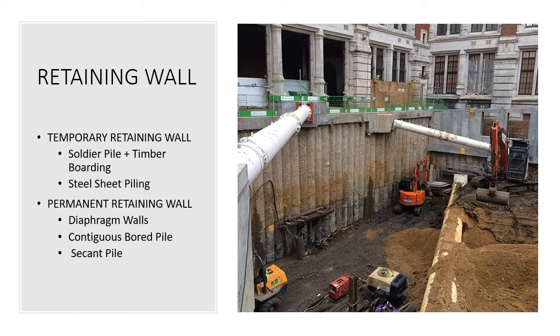The second element of basement is retaining wall. So for retaining wall we have temporary and permanent. For temporary, we're going to learn the soldier pile with timber boarding and steel sheet piling, which we are already familiar with, as we have seen before. And for permanent retaining wall, we're going to look at the diaphragm wall, contiguous bored pile, and secant pile.